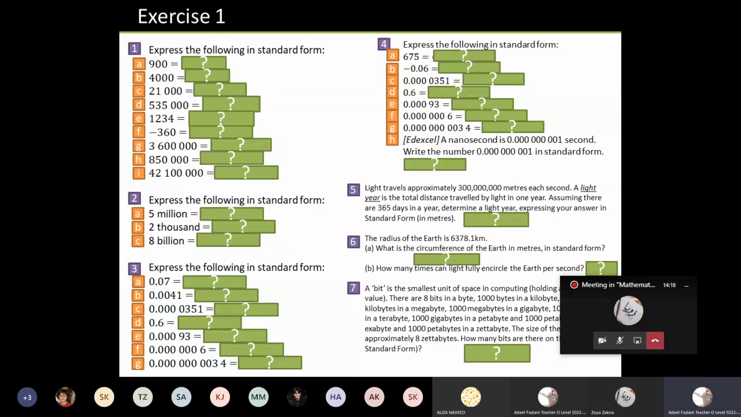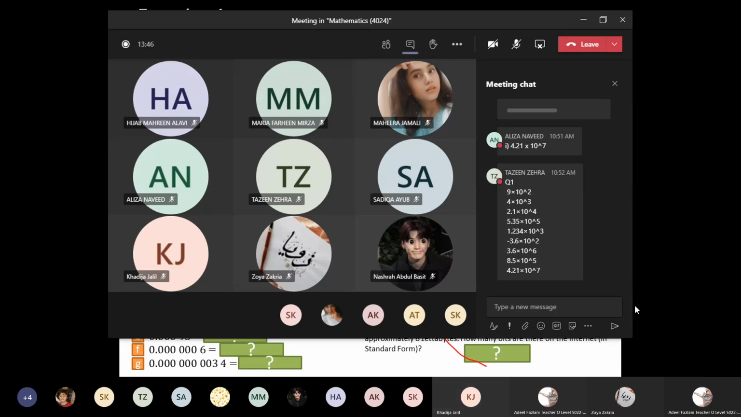So, how many questions were there? 3 questions. That means there was question number 1. Okay, and question number 2 was given? Yes, sir. And this question was given to you, the 3rd one? Yes. I think these 3 questions were given. And what about question number 4? Was it given to you? No, sir. So have you done all 3 questions? Yes, sir.